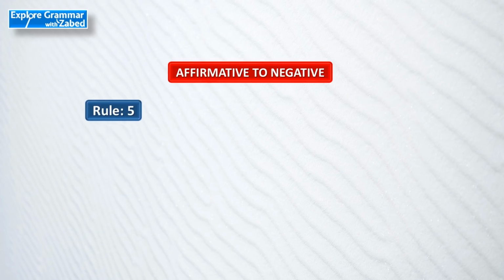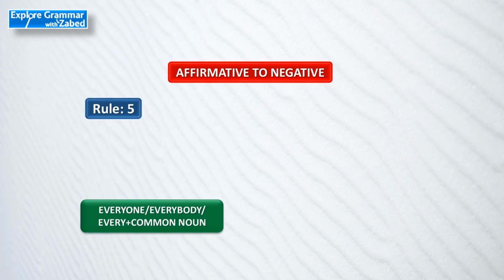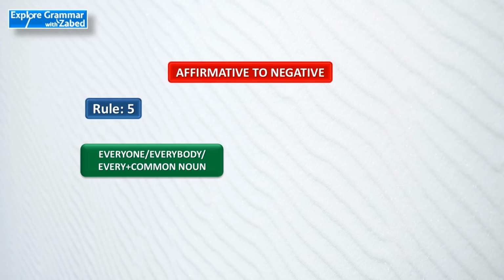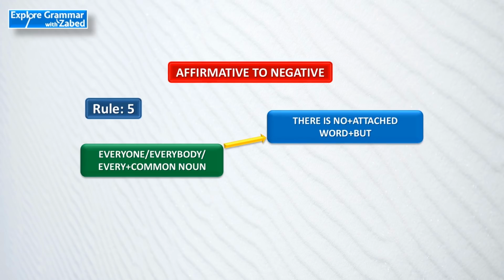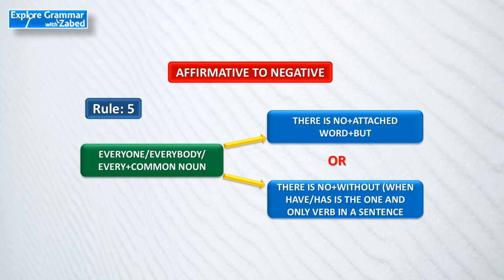Rule number 5. Every, everyone, everybody in an affirmative sentence is replaced by there is no plus attached word plus but, or there is no plus without in a negative sentence. But remember, there is no plus without is used when have or has is the only verb in a sentence. We'll try to understand with the help of a few examples.